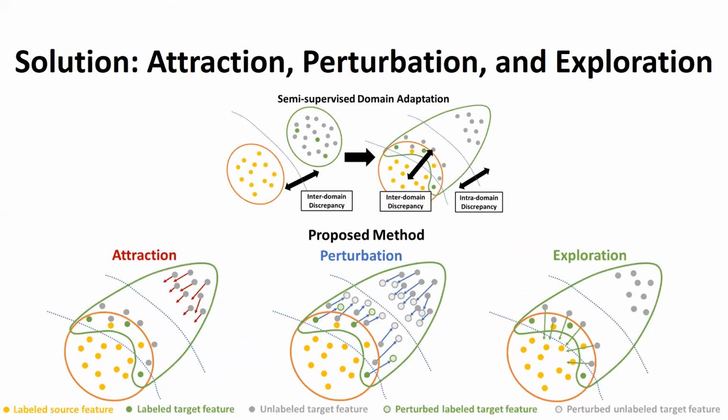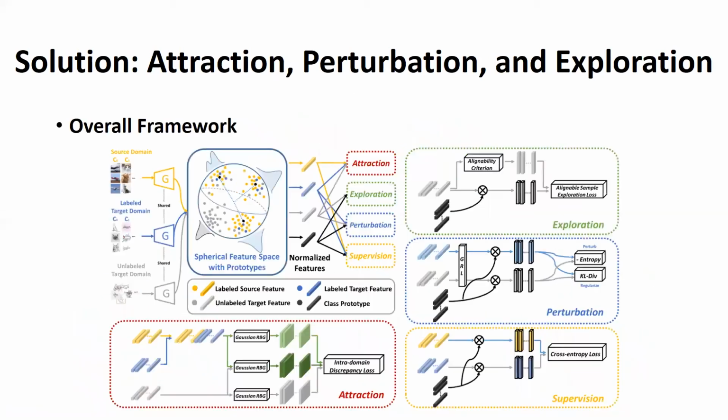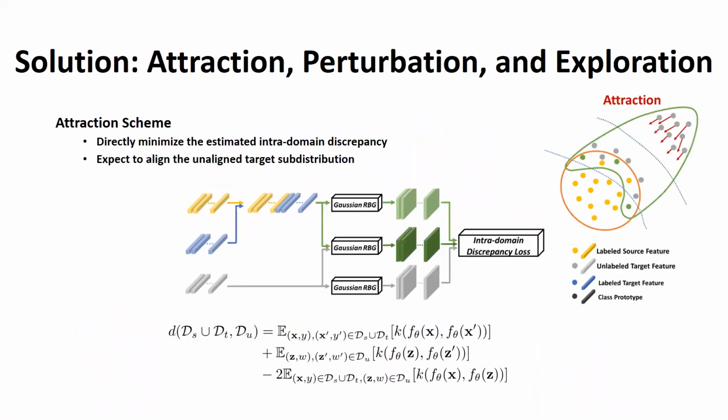To address the intra-domain discrepancy, we introduced three schemes called attraction, perturbation, and exploration. This is the overall framework of our proposed method. Our framework consists of the feature extractor, trainable class prototypes, supervision module, and each module for the proposed schemes. The class prototypes and all normalized features of the samples are embedded in the same spherical feature space.